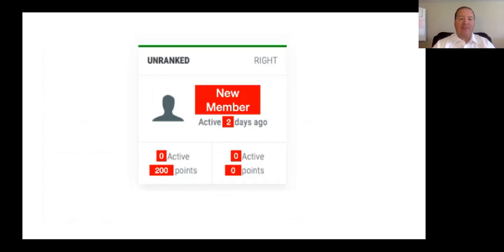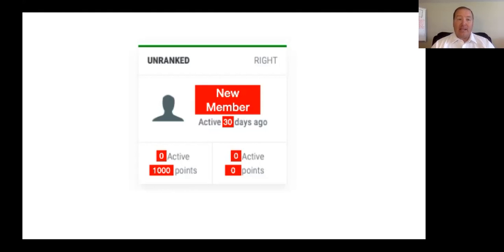But notice you have 0 active enrollees. Okay, this is different than your activity days. The activity days ago are your personal active days, and the active enrollees are people that you personally enroll. So that is going to count up. Your active days will go up from basically 0 all the way up to 30. And then anytime during that 30-day period, if you enroll somebody or buy an autosaver, it will reset to 0.